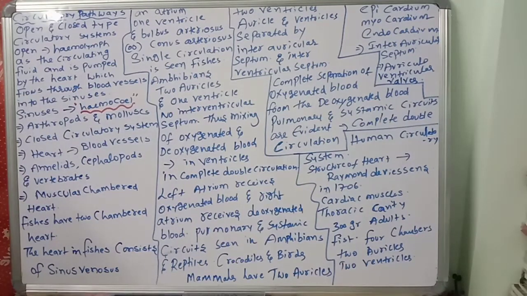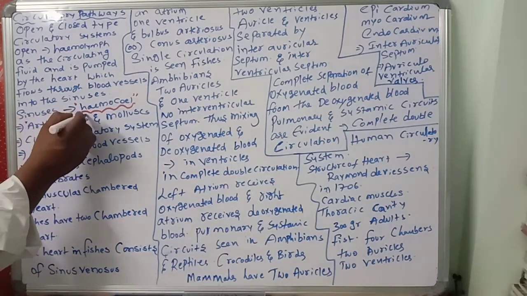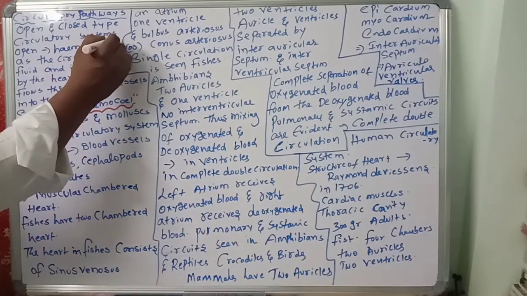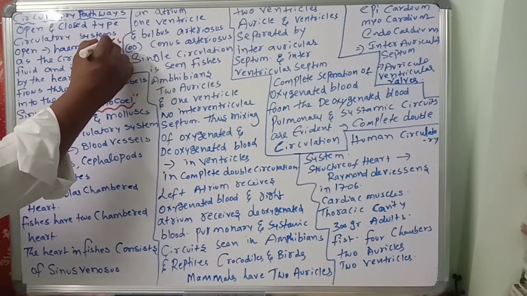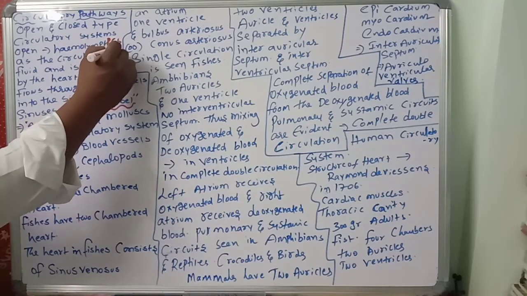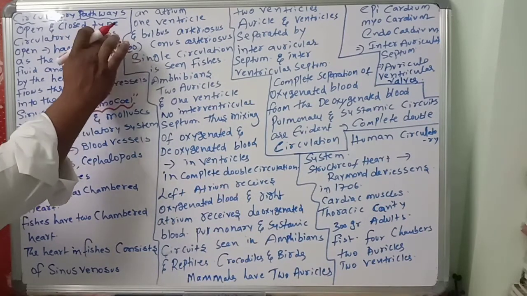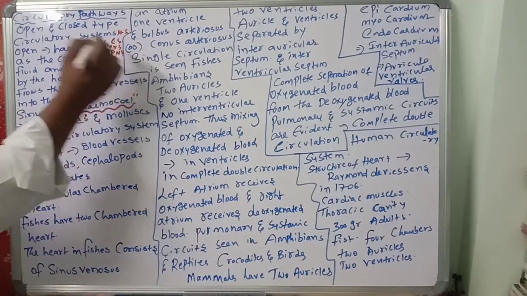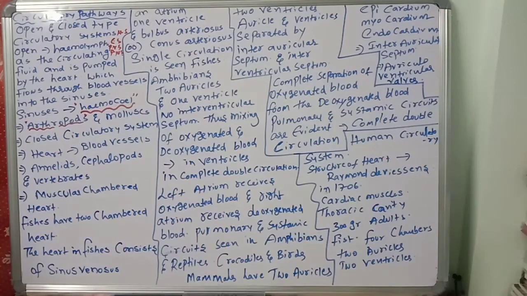So next, another important point to discuss: the open circulatory system is seen in arthropods and mollusks. You know cockroach. Cockroach is an arthropod. In cockroaches, we will see the cardiac sinus, pericardial sinus, perivisceral sinus, perineural sinus, head sinus. Different types of sinuses are there in the arthropods.